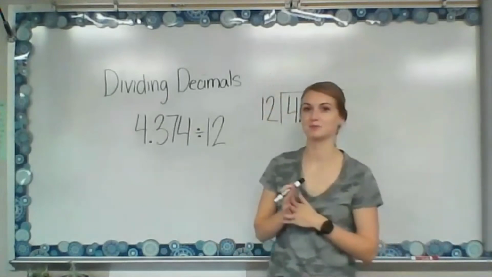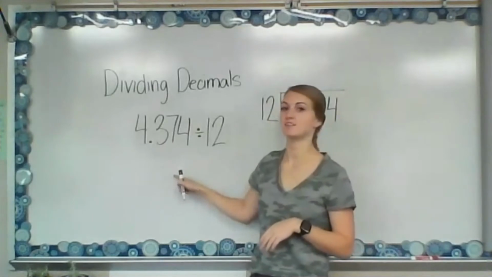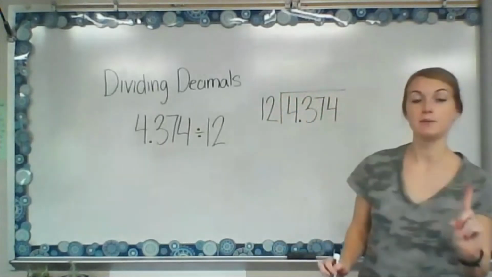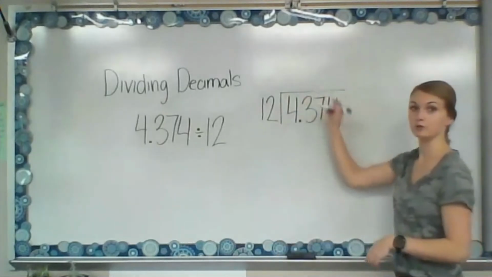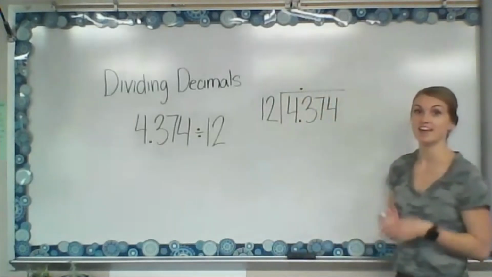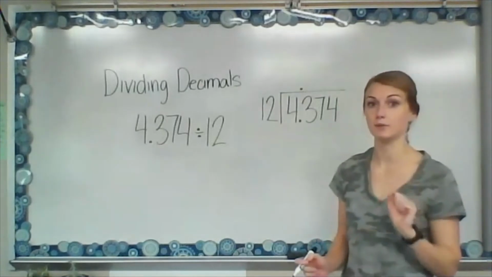Our last example is ready to go. Right here, we have 4 374 thousandths divided by 12. I've rewritten it, and remember, first step, move the decimal point up. So I've got it right here. We're just going to go straight up to there, and then we divide. Remember, we're dividing until we get to 0. Then we know we're done.